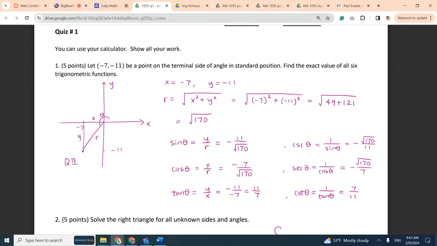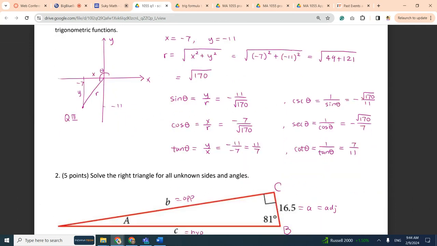Square root of 170. Just leave it like that. Do you plug in your calculator? No. Leave it like that. Don't plug in your calculator. So your sine is y over r, and your y is minus 11, r is square root of 170. Okay, everybody? And then you figure out all the six trig functions.